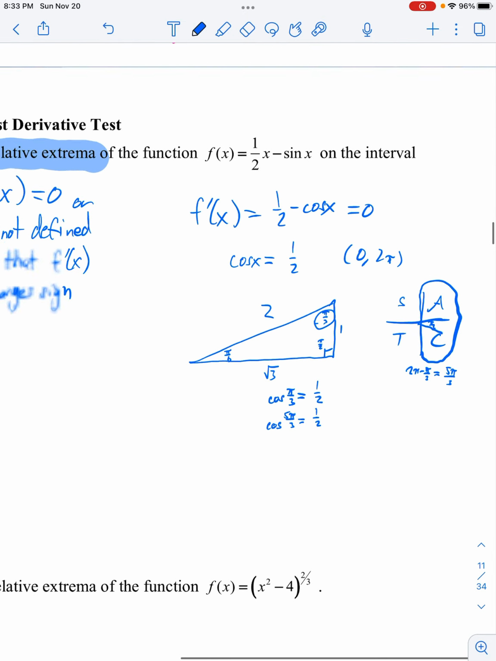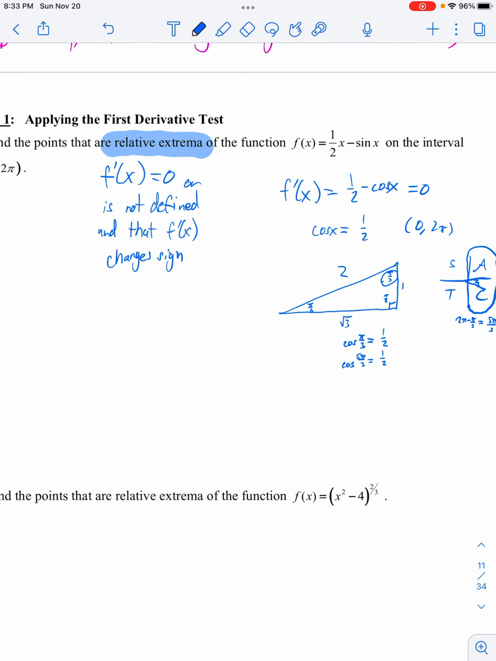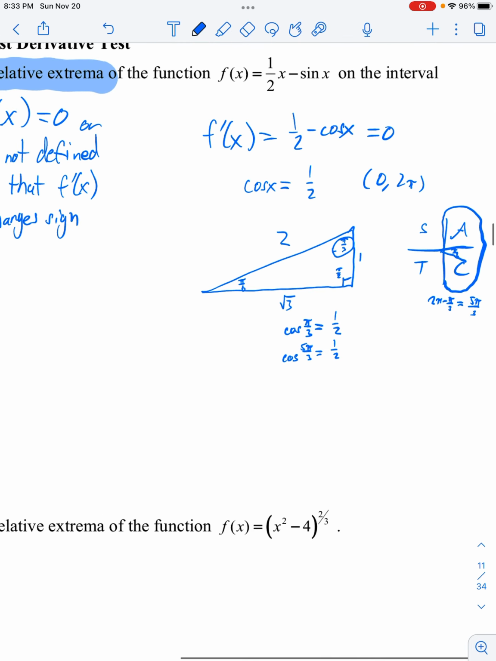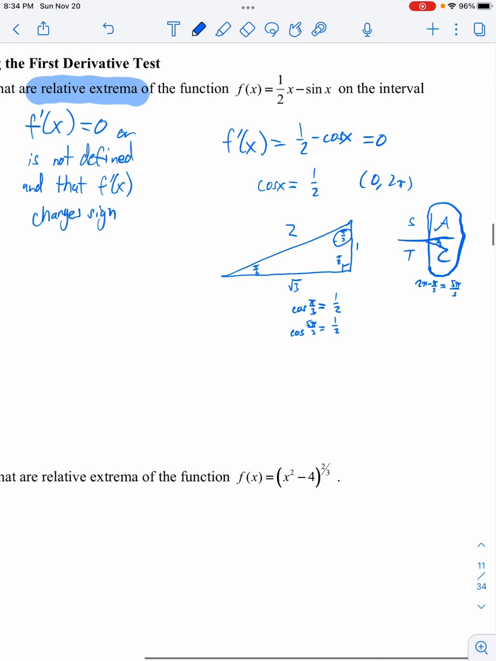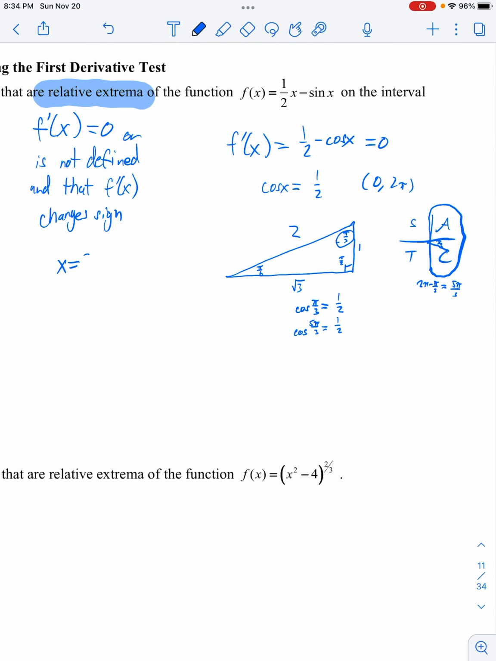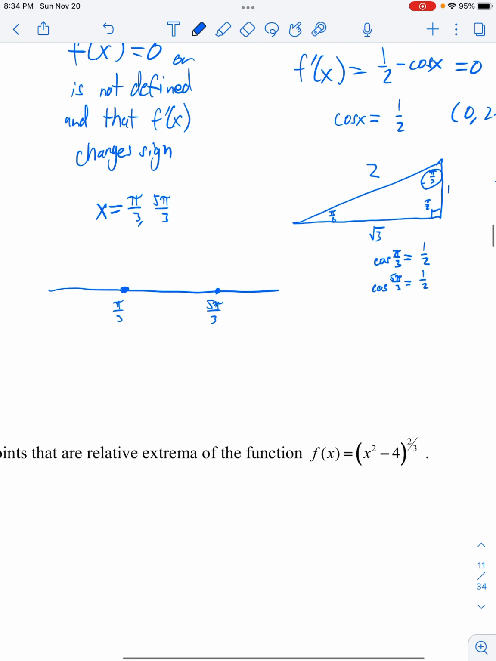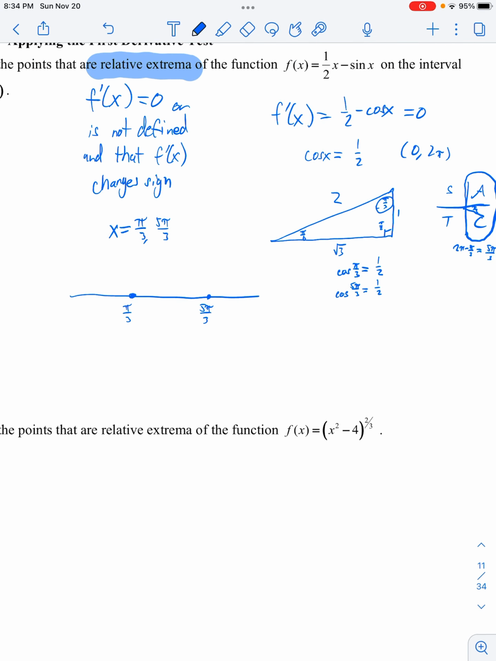So x equals pi over 3 and 5 pi over 3 are going to be our two candidate points.